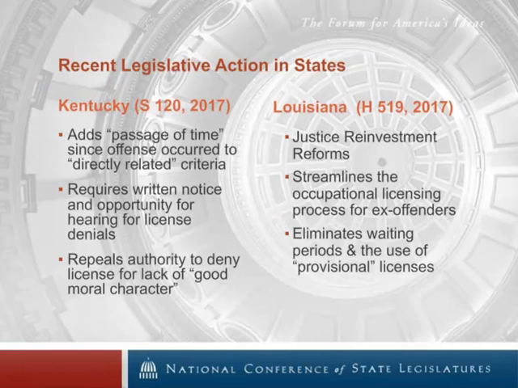So as some recent examples, just this year, Kentucky and Louisiana both enacted legislation aimed at reducing barriers for this population. In Kentucky, their statute already specifies criteria to be used in making licensing decisions based on criminal records, and the new law requires that they also consider how much time has elapsed since the commission of the offense. The new law also requires written notice prior to a board's license denial that includes an explanation and allows the applicant the chance to request a hearing.